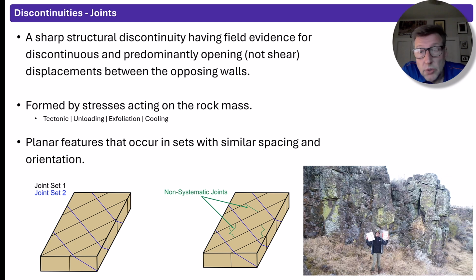In addition to joint sets, there's often non-systematic joints which are present within a rock mass. If you look at the picture on the right-hand side, you should see well-developed vertical and horizontal jointing within columnar jointed basalt.